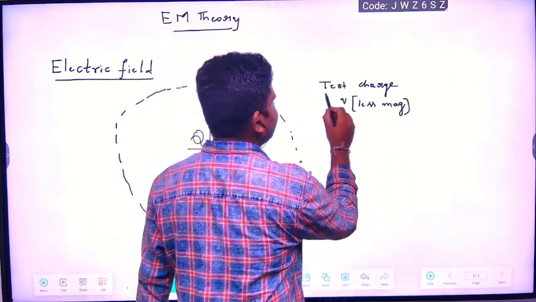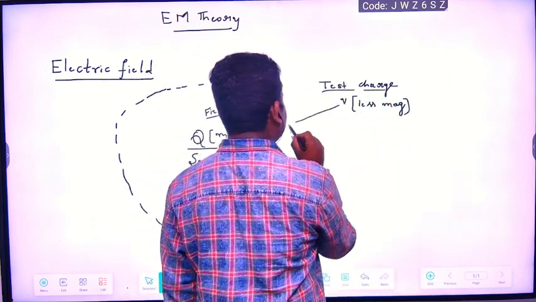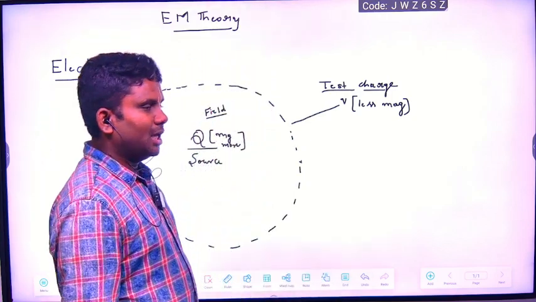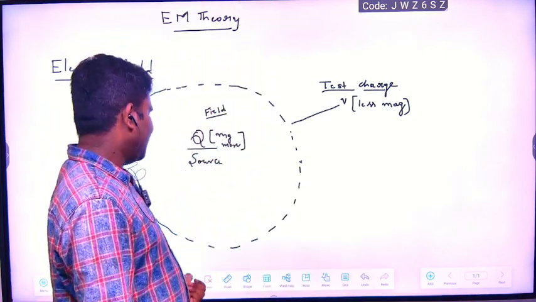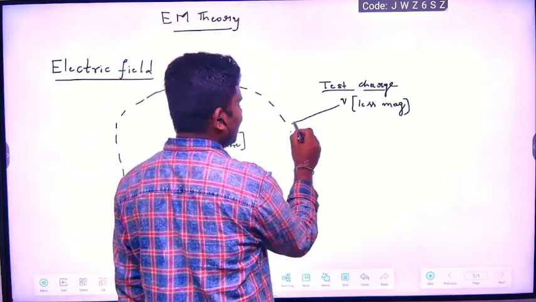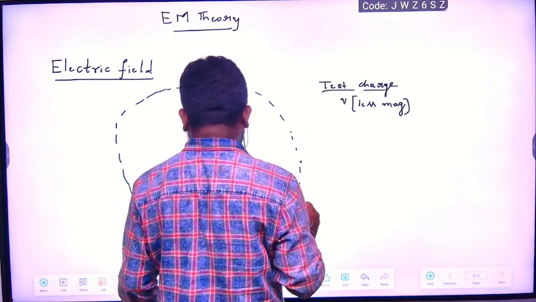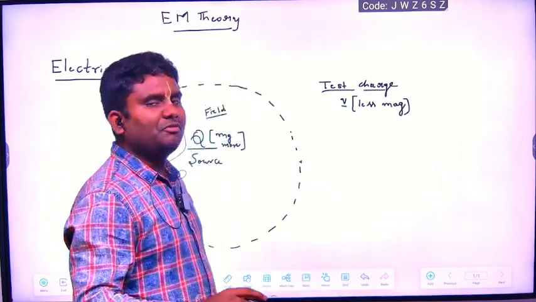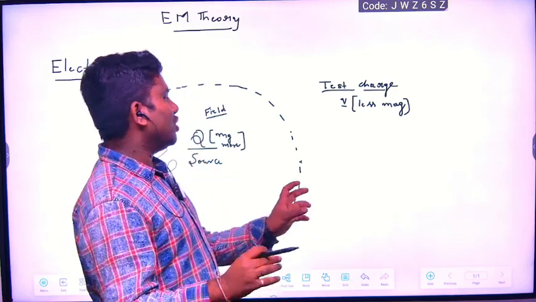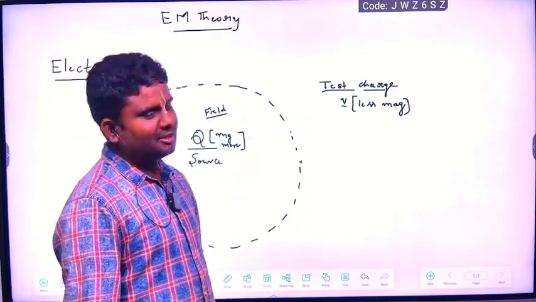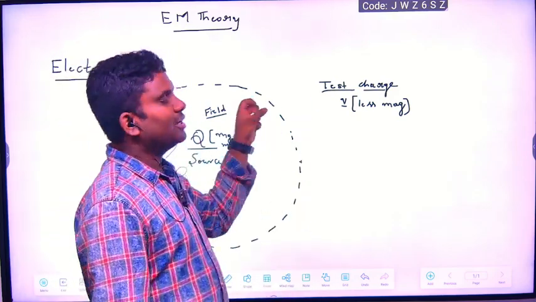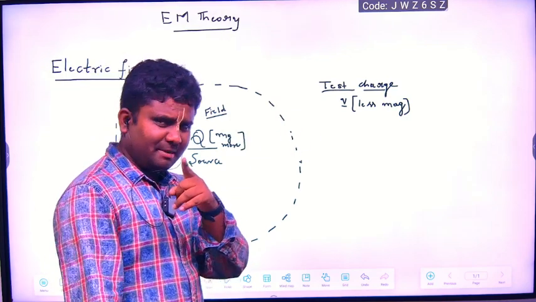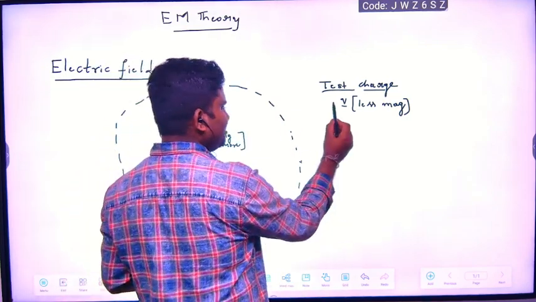Whenever we bring the test charge near the source charge, what will it do? That is the concept. So here you will understand the field. If I keep the test charge here and it does not experience anything, that means this source charge is not applying force on it. Correct, right?